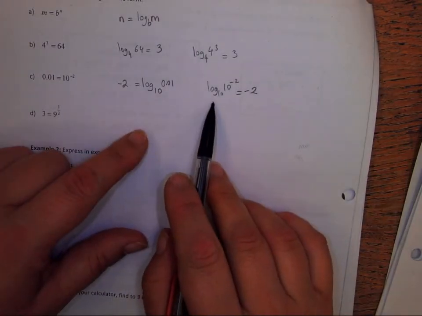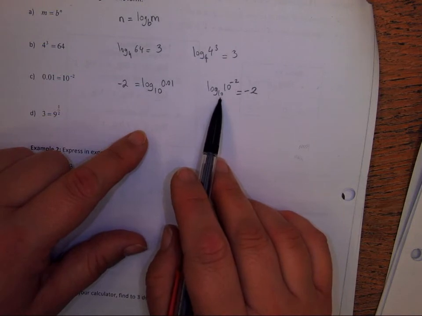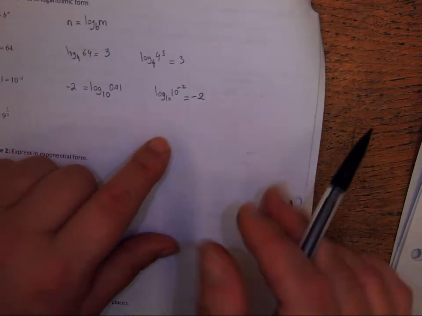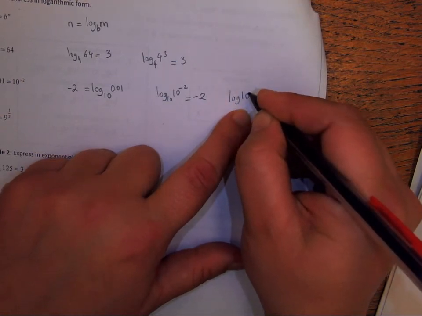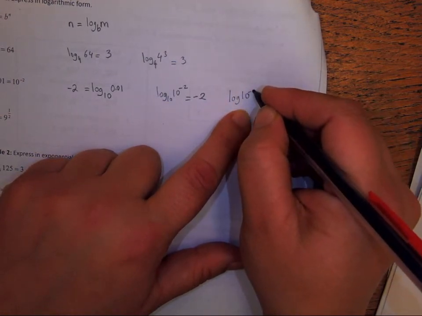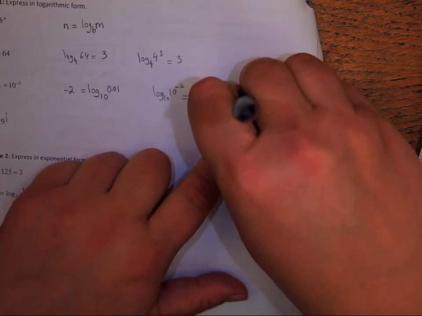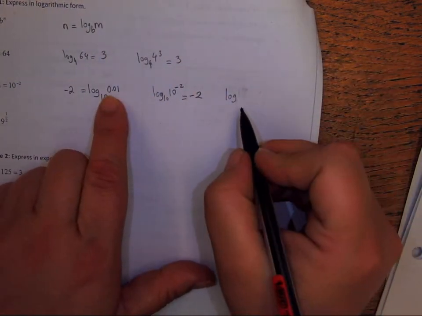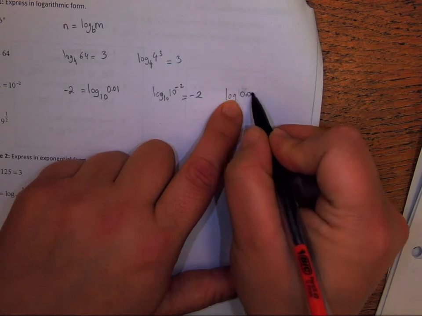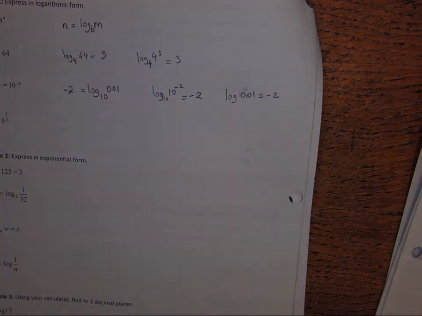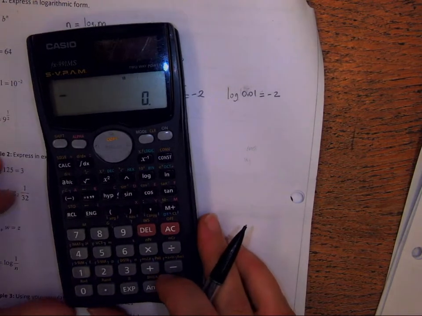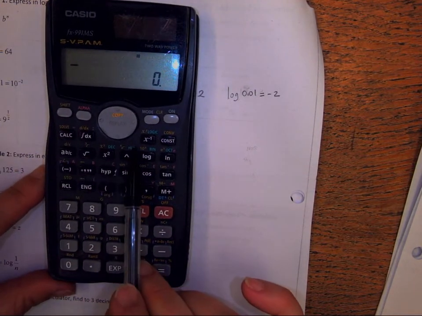Another thing, if the base is 10, it is not written. Actually I can just write log of 10 to the power of -2, or if I go back to this original question, I can say logarithm 0.01 equals -2. Again, if the base is 10, we don't write it. So one more thing about that base 10. If you look at your calculator, you see one logarithm button.